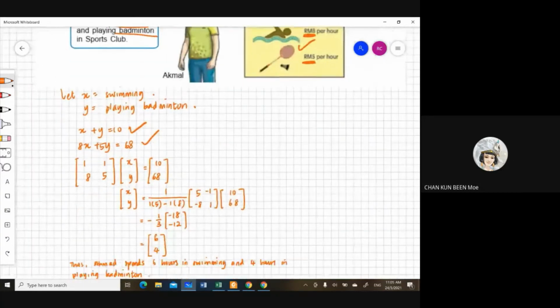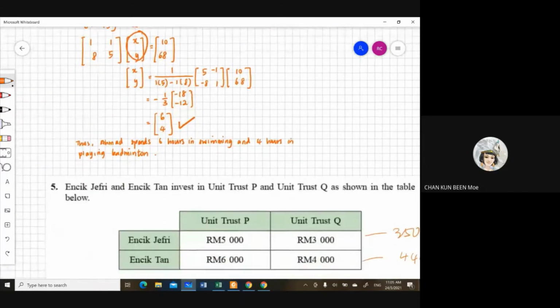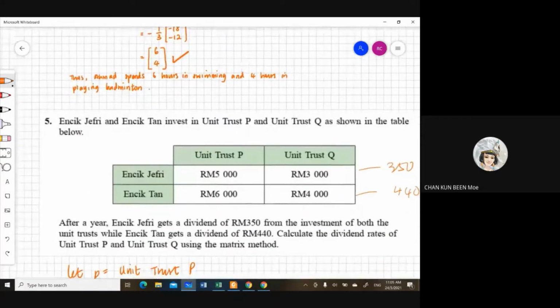So convert it into matrix form and you find out the value of x and y. So x and y is equal to 6, 4. Okay, meaning that he spent 6 hours in swimming and 4 hours in playing badminton. Okay, check your answer. Then we move to the last one now.